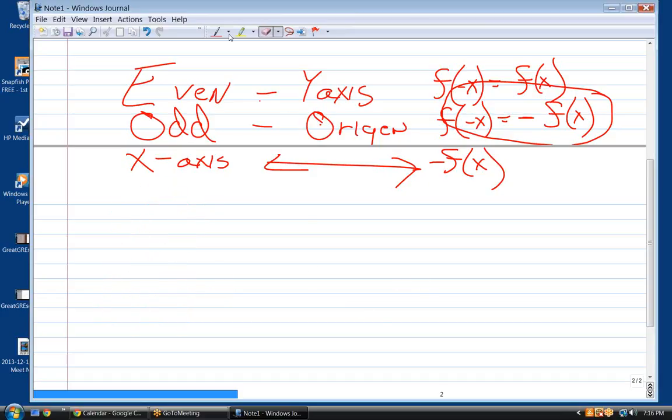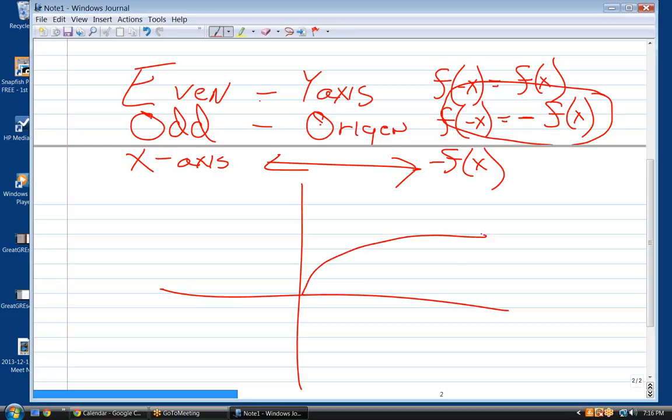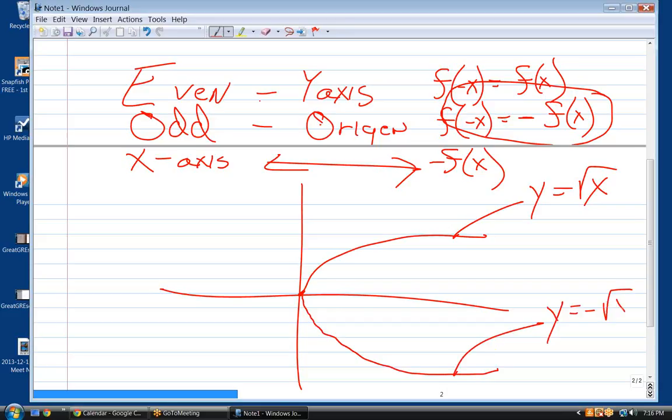Now, just to be clear, that is y equals square root of x. The symmetrical function is y equals minus square root of x. So this is f of x, so x-axis symmetry is always minus f of x.